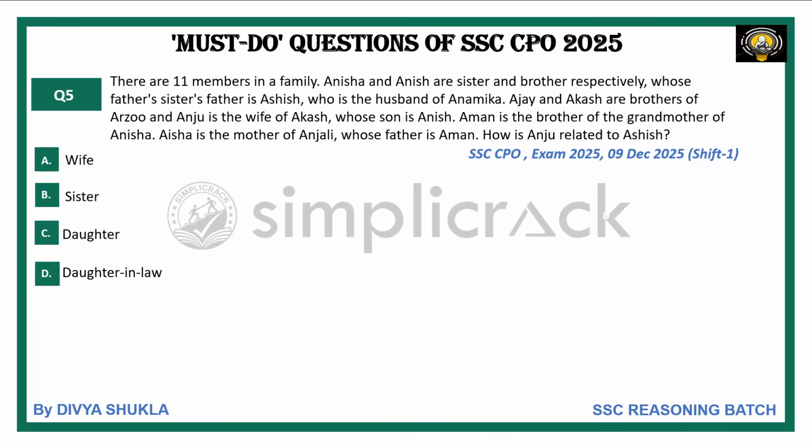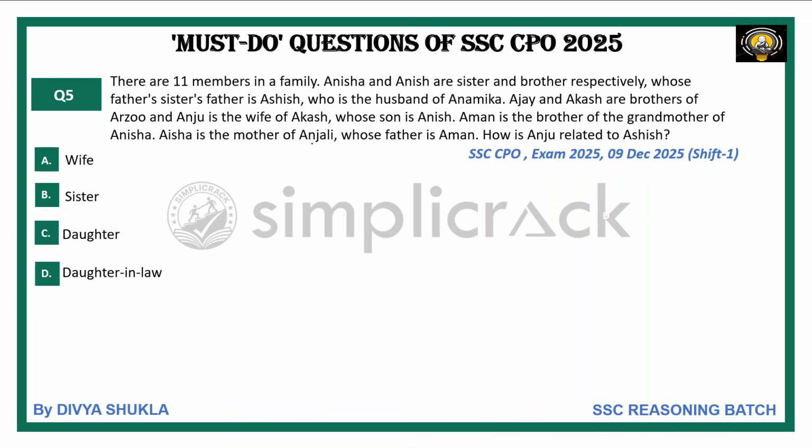Now there are 11 members in a family. Anisha and Anish are sister and brother respectively, whose father's sister's father is Ashish, who is the husband of Anamika. Ajay and Akash are brothers of Arzu, and Anju is the wife of Akash, whose son is Anish. Aman is the brother of the grandmother of Anisha. Aisha is the mother of Anjali, whose father is Aman. How is Anju related to Ashish?